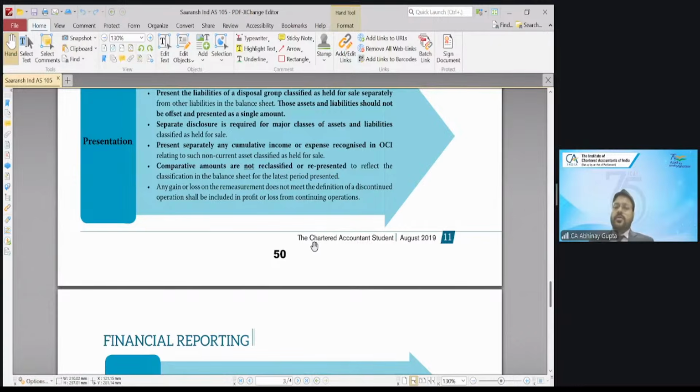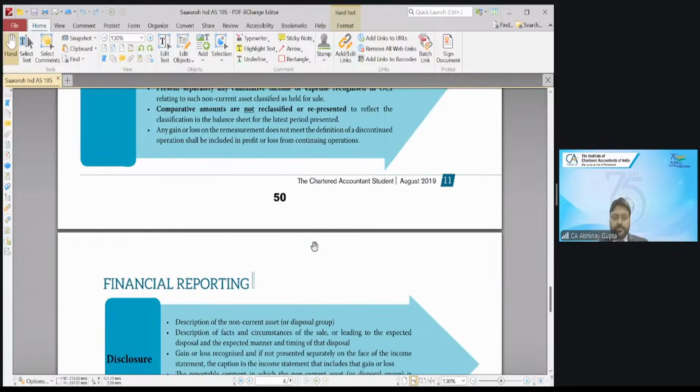And any gain or loss on the remeasurement that does not meet the definition of discontinued operation shall be included in the P&L from continuing operations. So if there is any remeasurement gain or loss on these assets, right? That is not part and parcel of the income or loss from discontinued operations. That continues to form part of my continuing operations gain or loss, other income, right?